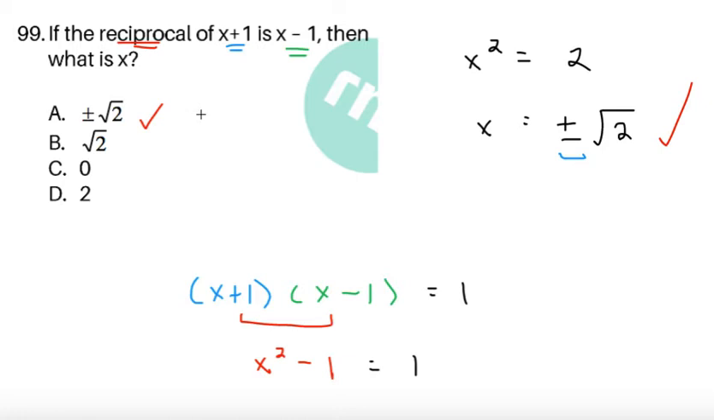There is really no restriction for x, or no reason for us to eliminate either of these roots, so positive negative square root of 2, both of them will satisfy anyway.